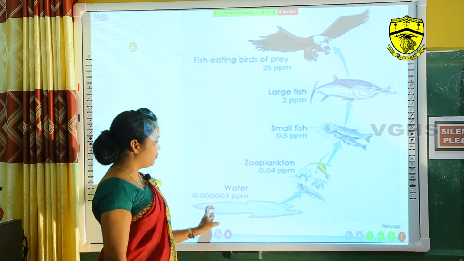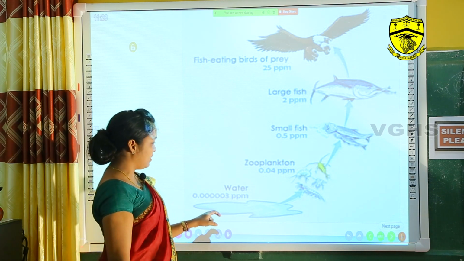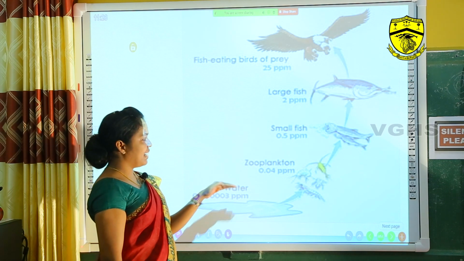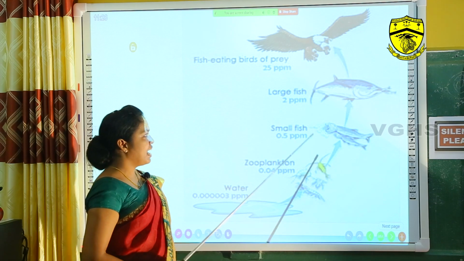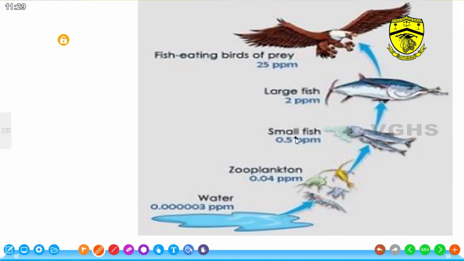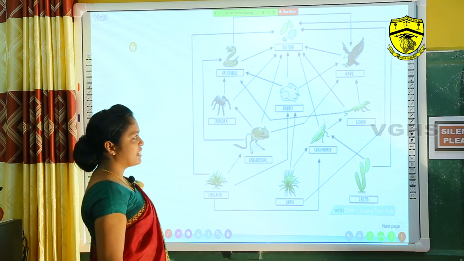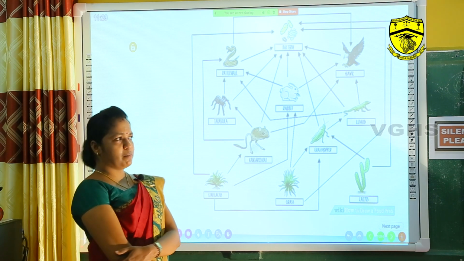Next one, this is a very interesting simple example in an aquatic system, a simple food chain. The planktons are producers, next is the zooplankton, next is the small fish, next is the large fish, and finally the predator, the eagle. A complex food chain is called a food web.